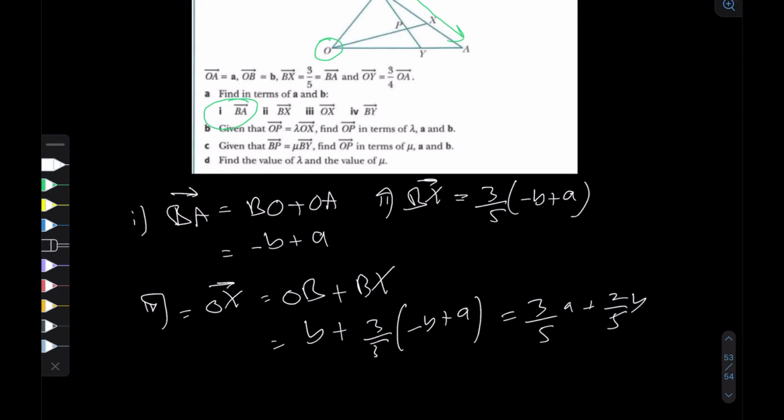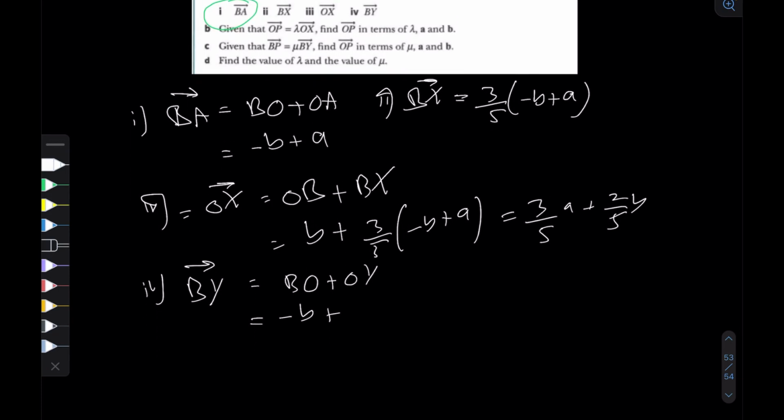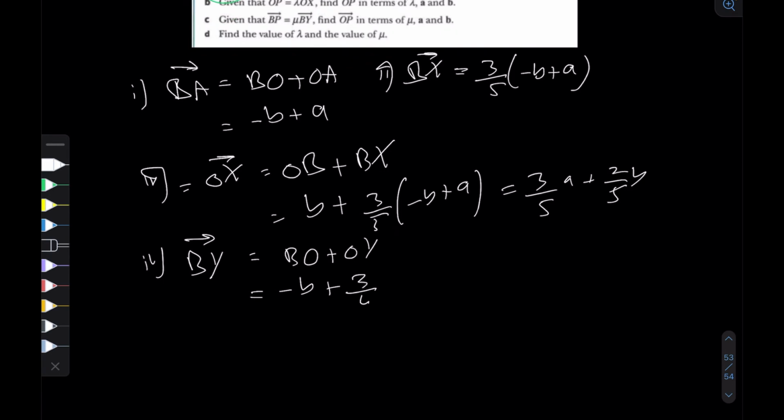And then lastly, it asks us to find BY. Well, this would equal BO plus OY. BO is just minus b, and OY is defined to be 3 over 4 times OA. In other words, 3 over 4 a.